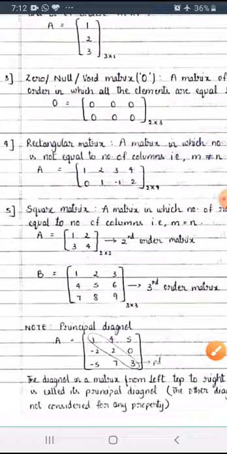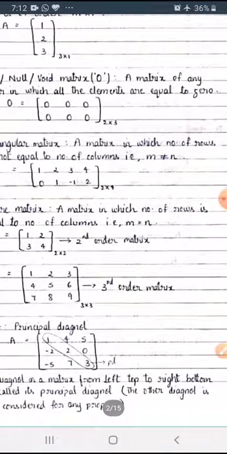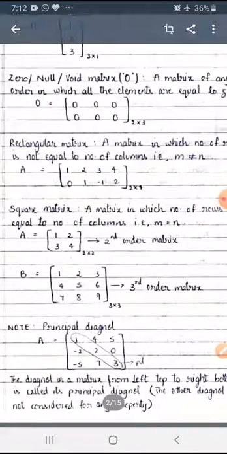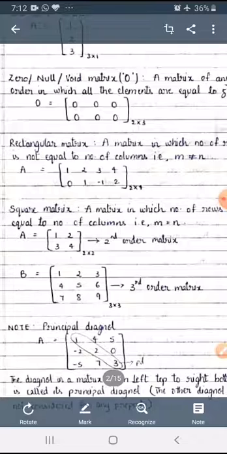Now we'll see the definition. A diagonal of a matrix from the left top to the right bottom is called the principal diagonal. The other diagonal is not considered a principal diagonal. Okay, so only remember this: only the left-to-right diagonal elements are called principal diagonal elements.